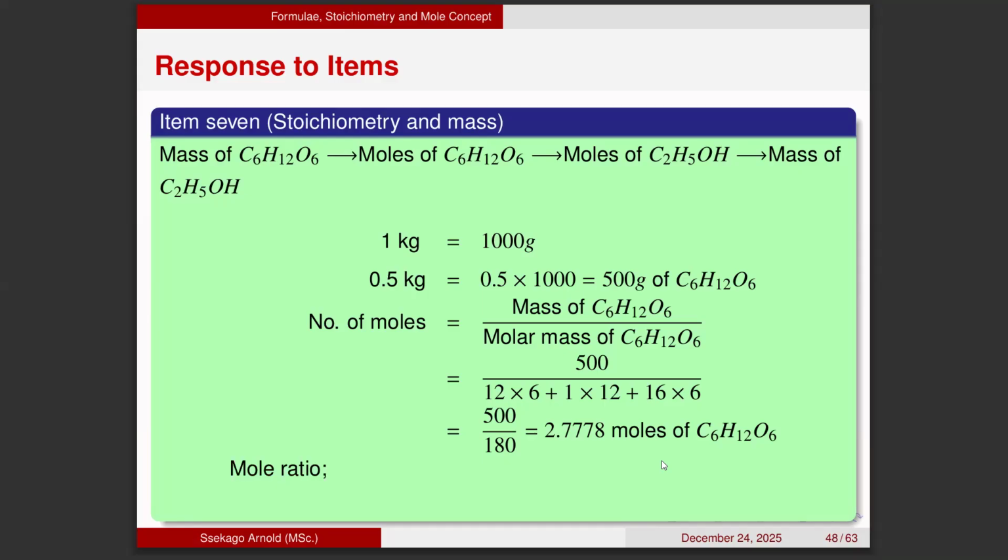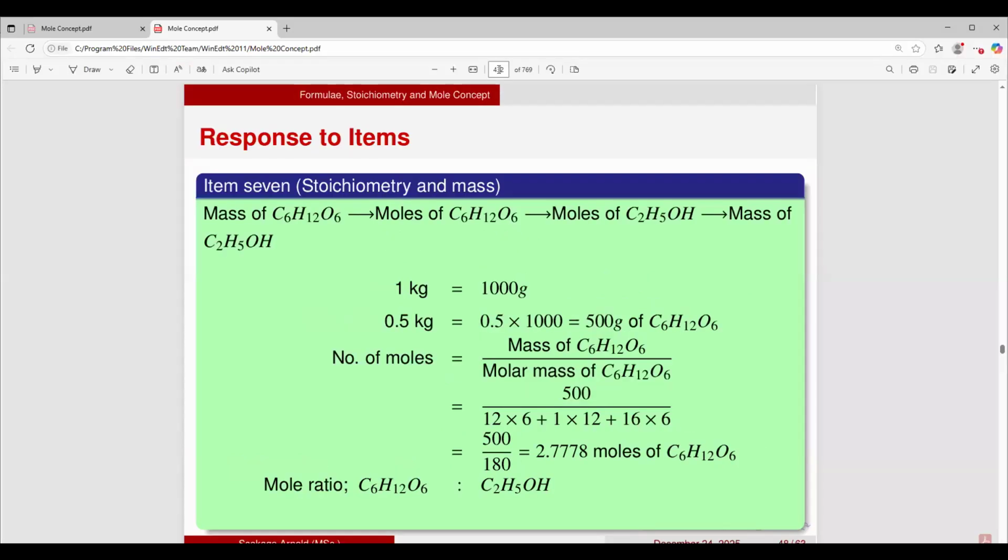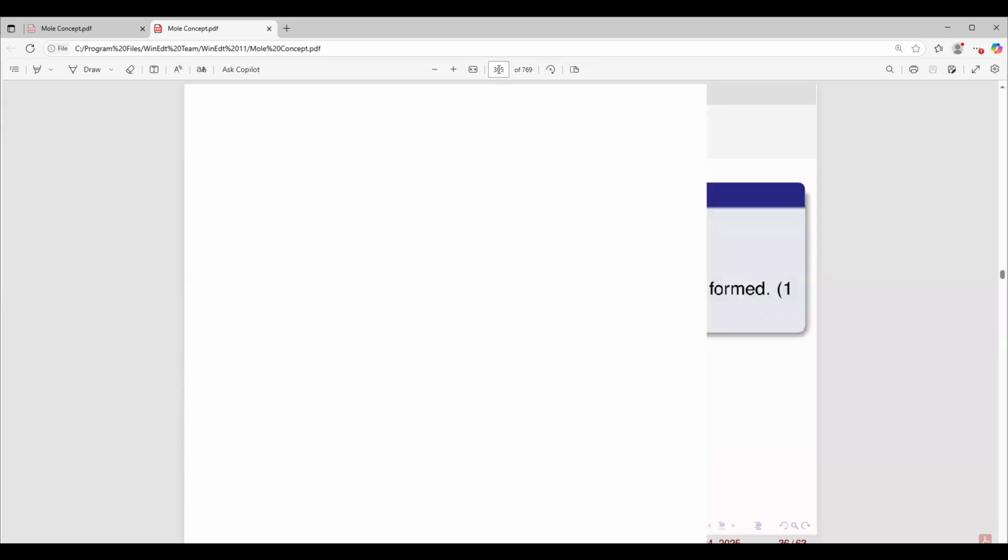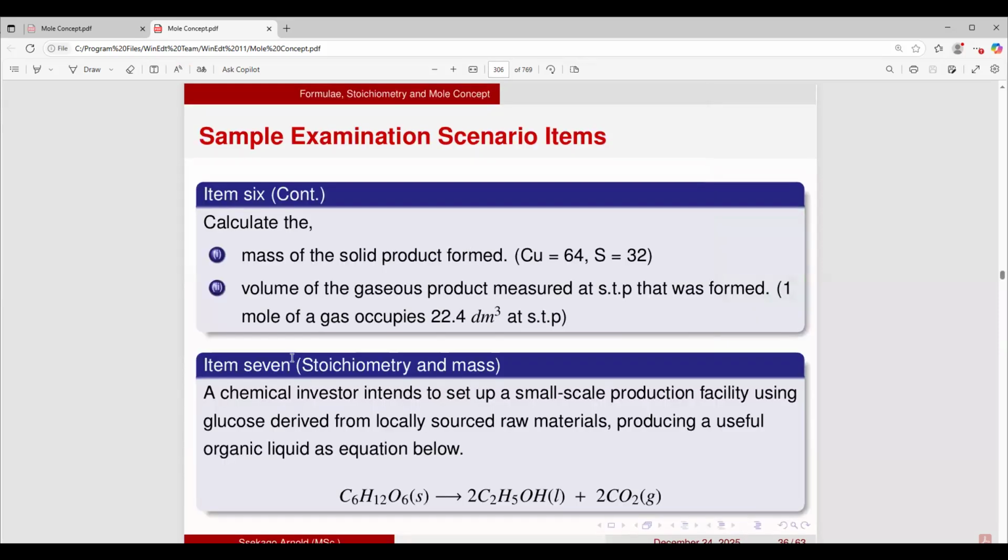So we apply the concept of mole ratio. We compare the reaction ratio of glucose to ethanol. From the given equation, what does the equation say? The equation says that 1 mole of glucose produces 2 moles of ethanol. So the reaction ratio now is 1 to 2.